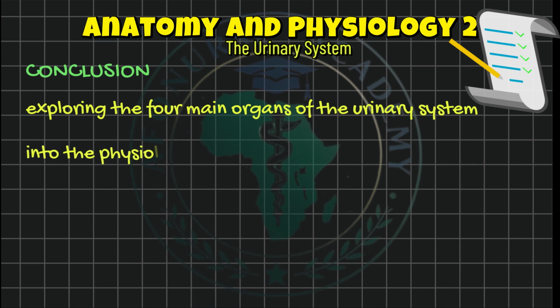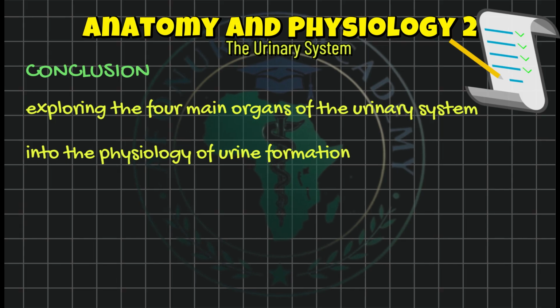We then dove deep into the physiology of urine formation, breaking it down into 3 processes: glomerular filtration, where blood is filtered under pressure and water and small solutes move into Bowman's capsule; tubular reabsorption, where about 99% of the filtrate is reclaimed, including water, glucose, amino acids, and electrolytes; and tubular secretion, where additional waste products and excess substances are actively moved from blood into the urine.